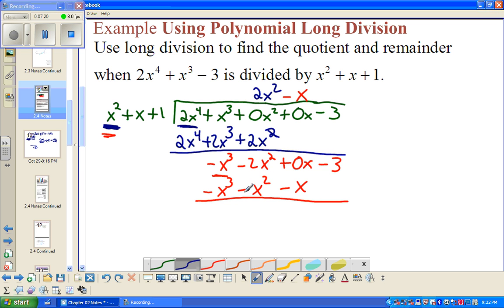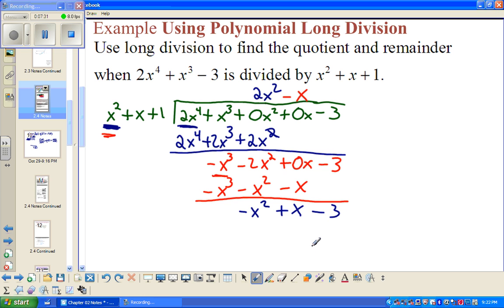Negative 2x squared minus a negative, that's addition. So I end up with a minus x squared here plus x, and bring down the 3.